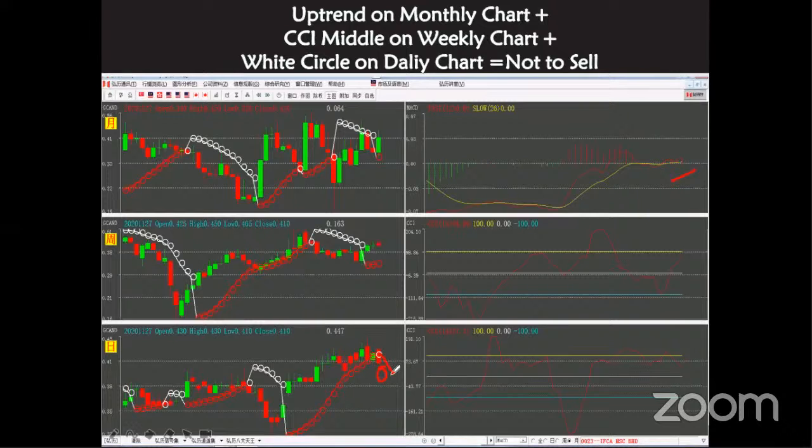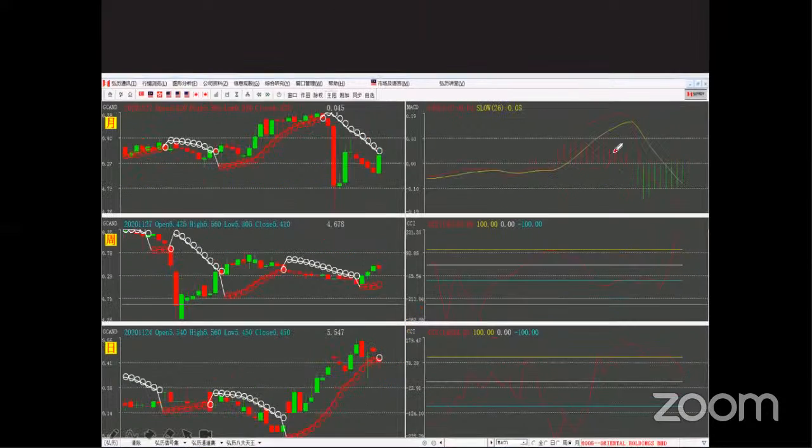Maybe it's just a very short-term correction, maybe just 3 or 5 days, then after that it will go up again. So according to the reference table over here, for this kind of situation, we don't need to sell. If the monthly chart and the weekly chart are both okay, even if selling points appear on the daily chart, we don't need to sell. Okay, one more.